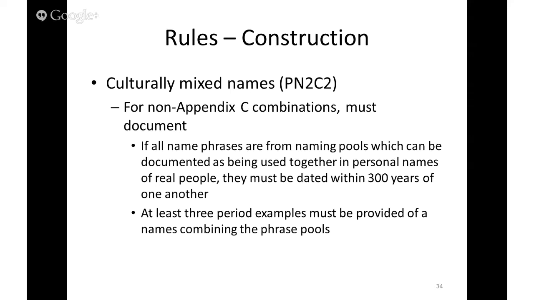And in fact, because we had somebody who was really good on Scandinavian stuff, they came up with about 150 examples, and Pelican said, yep, that's more than enough. We're going to add this to Appendix C. Now that's not always possible. We've had people try to combine Chinese and Korean names, and they just couldn't find enough evidence. Doesn't mean it wasn't done. There's just very little on period Korean stuff available, especially in English. So if you want to go beyond Appendix C, you need 3 examples.